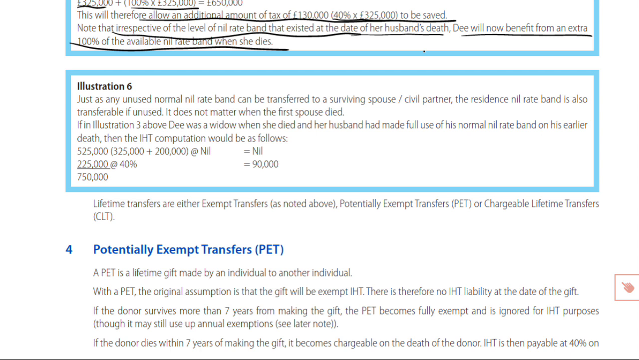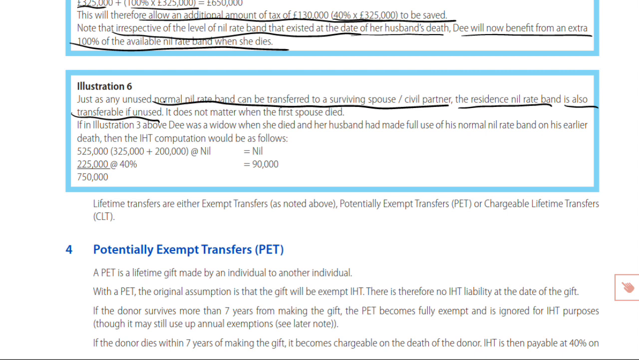Illustration 6. Now, we've just been looking at the normal nil rate band, and before the 17/18 tax year, that was all we had. But from the 17/18 tax year, of course, what do we now have? We now have not just the normal nil rate band, of which any unused amount could be transferred to a surviving spouse or civil partner, but we also have now a residence nil rate band. And so it is that also this would be transferable if unused, again on the same basis.